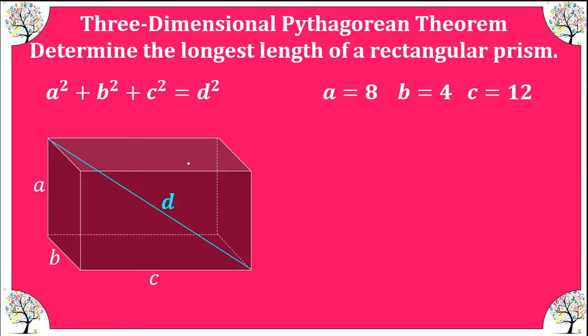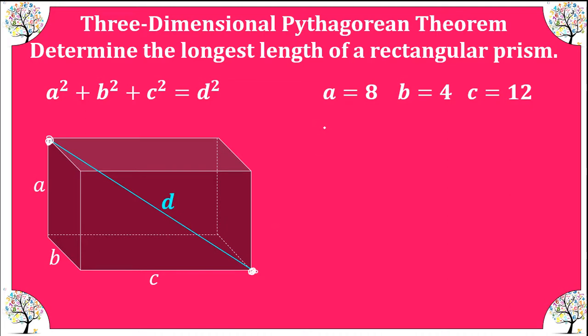Okay, now let's take a look at a three-dimensional Pythagorean theorem. We're going to determine the longest length of a rectangular prism. So we're looking inside. The longest length inside of a rectangular prism is from the top of one corner all the way down to the opposite bottom corner. So instead of having 2 legs, we're going to have 3 legs, A, B, and C. And this length, D, our diagonal from the back top to the front bottom, is going to be the longest length inside of this box.